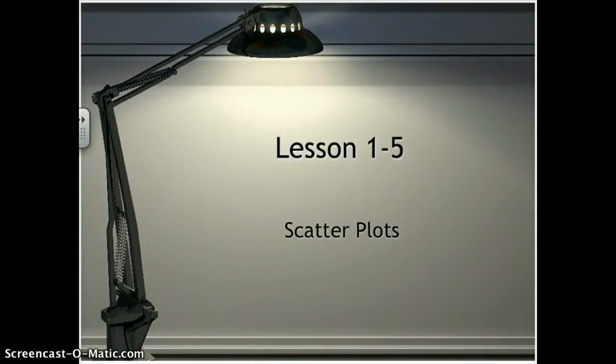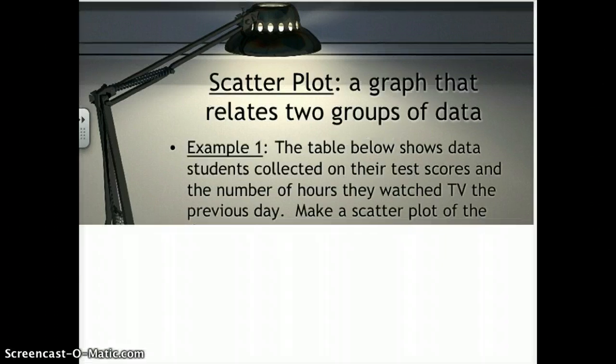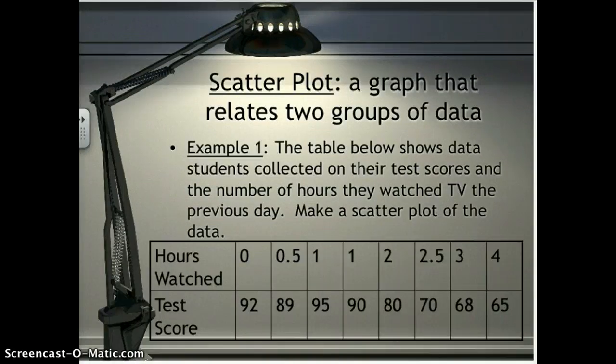Okay, we're moving. Today we're going to be talking about scatter plots. This is lesson 1.5 in your book. A scatter plot is a graph and it relates two groups of data. We did a lot of scatter plots in 7th grade, especially when you were doing the book Variables and Patterns, so you should be pretty good at this.